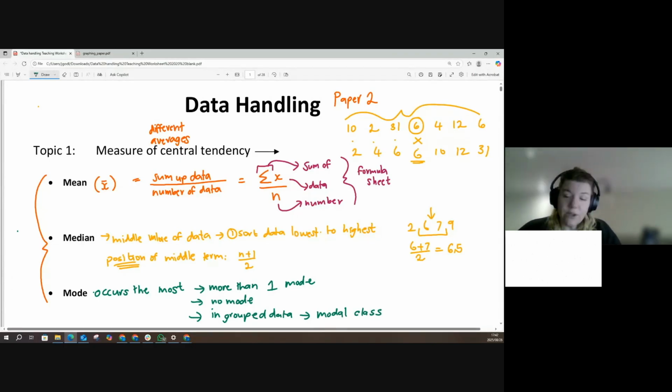Okay, so we've got different options. So who can give me an example, like a list of numbers where I would have more than one mode? Give me a list of numbers where there is more than one mode. Any list, any random list.